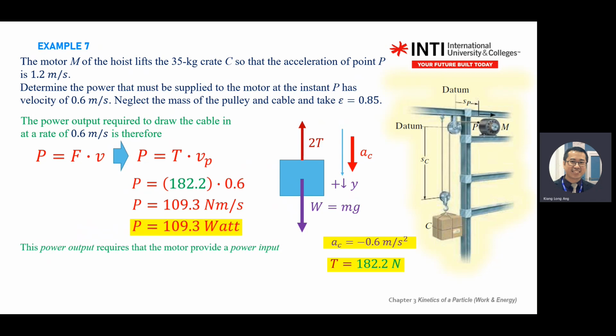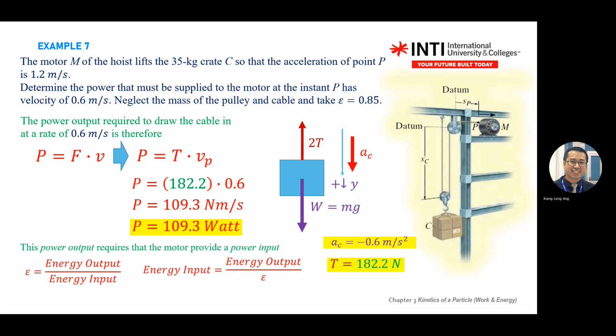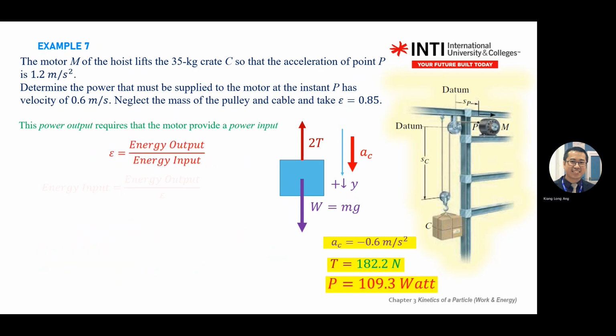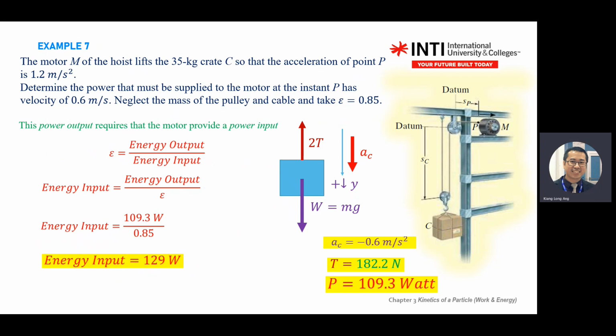The question asks you the power that must be supplied, so it asks you the input power. So call out the definition of efficiency, output divided by input. Rearrange the equation. You're given the efficiency. Pull the input to the left, and the efficiency to the bottom. You get this equation. Substitute, you get the answer. Okay, the answer is 129 watt. Makes sense.